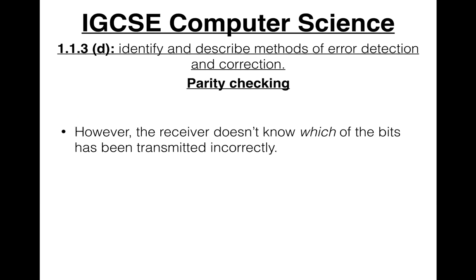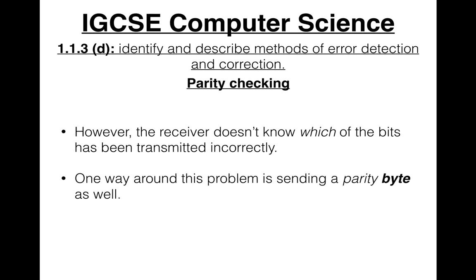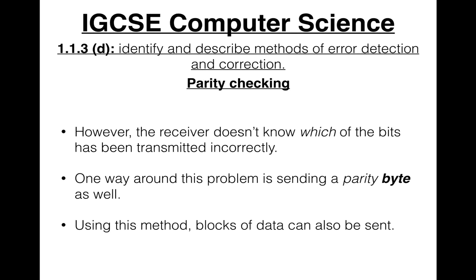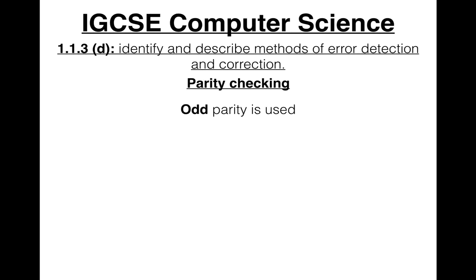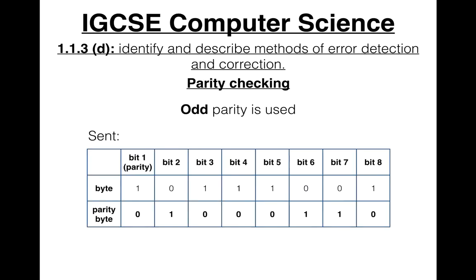But the receiver doesn't know which of the bits has been transmitted incorrectly. One way around this problem is sending a parity byte as well, and using this method, blocks of data can be sent. Odd parity is used here. So a parity byte is sent along with the bytes being sent, and of course this is the parity bit of this byte, and I've made the parity byte stand out. So this was sent, but this was received. So where was the error?